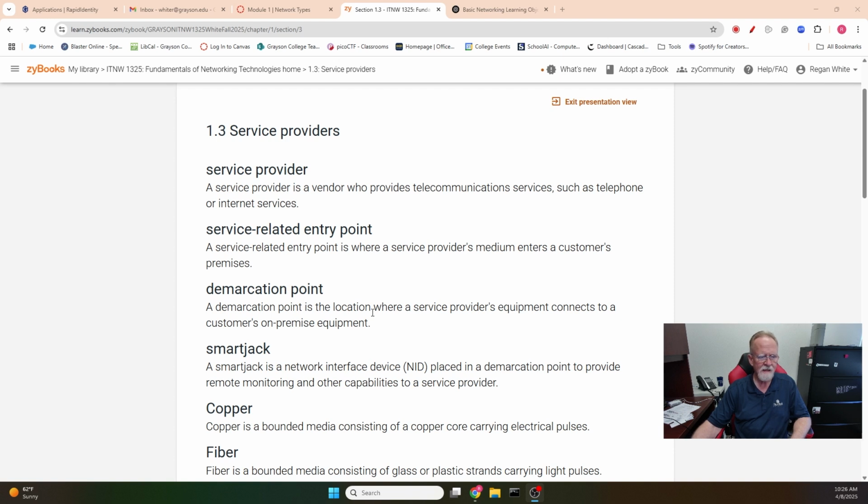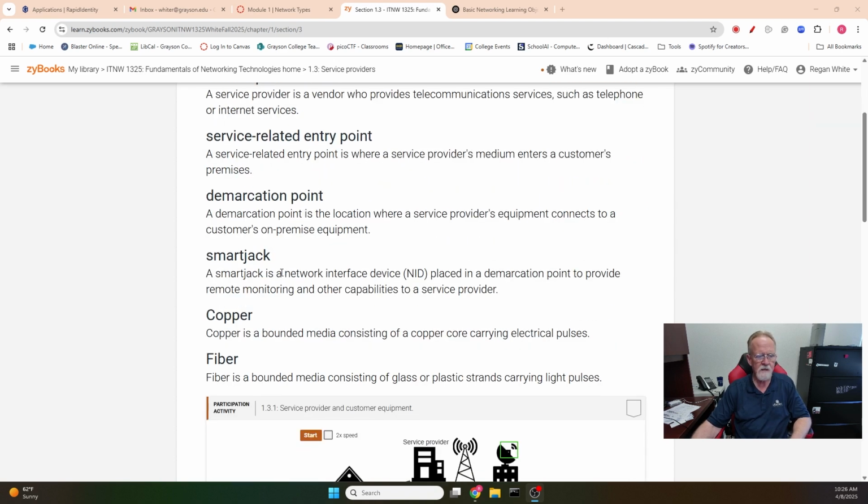Demarcation zone, that is where your equipment, your router, connects to their equipment, their modem. So wherever that is at, that is the line of demarcation that says this is our side and that's your side, and you're financially responsible for your side and we're financially responsible for our side. Smart Jack is a network interface placed at a demarcation point to provide remote monitoring, and that allows them to keep an eye on their services, make sure that everything's up and running like it's supposed to be.